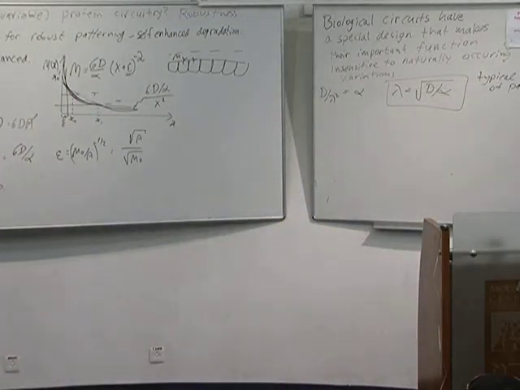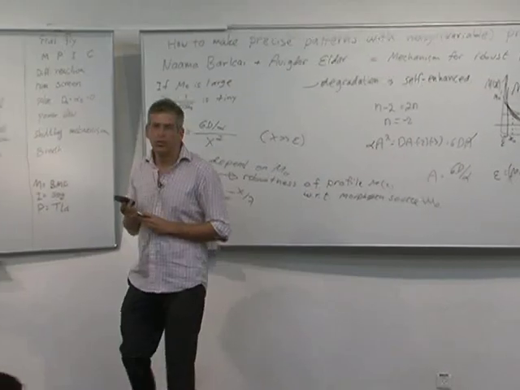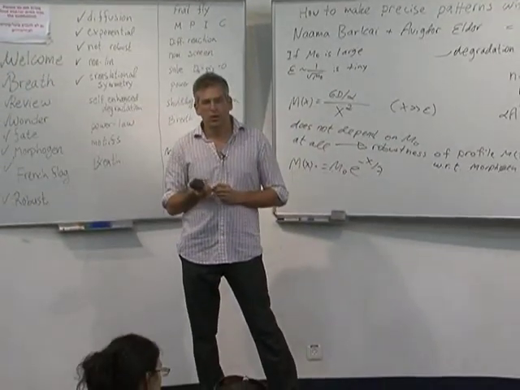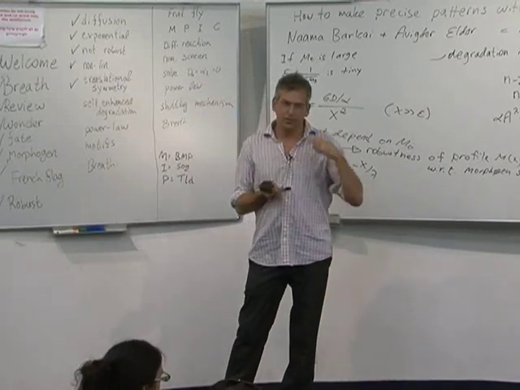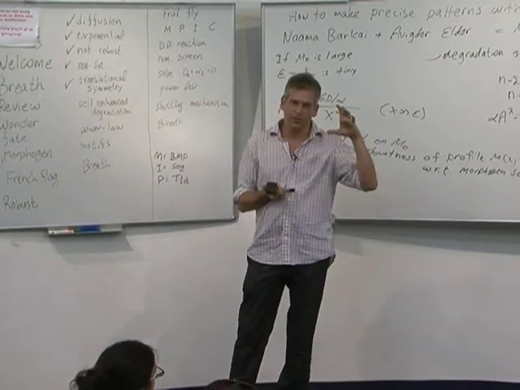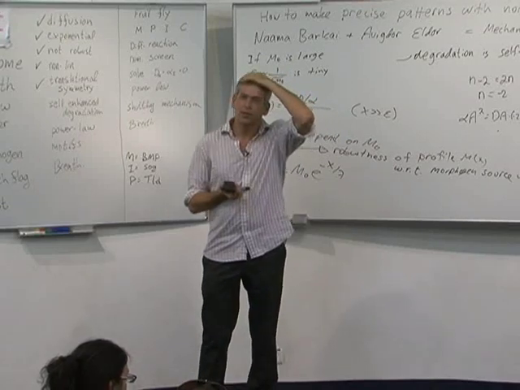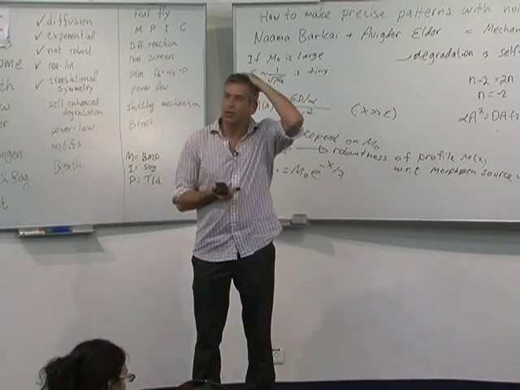Questions? Can you explain biologically what this means, that the degradation is dependent on the morphogen? So the question, can I explain it biologically? I'll do that next, I'll show some examples of how that works. Yeah. Other questions?